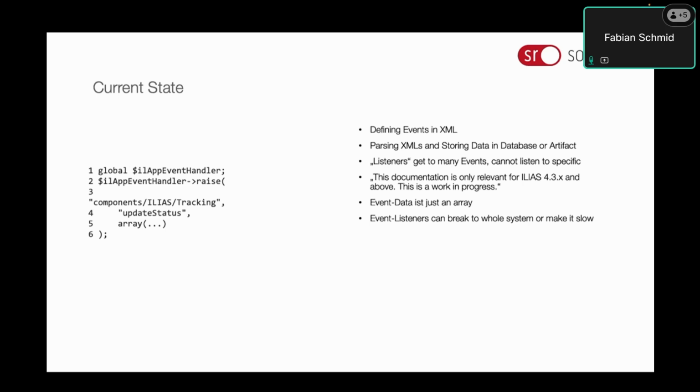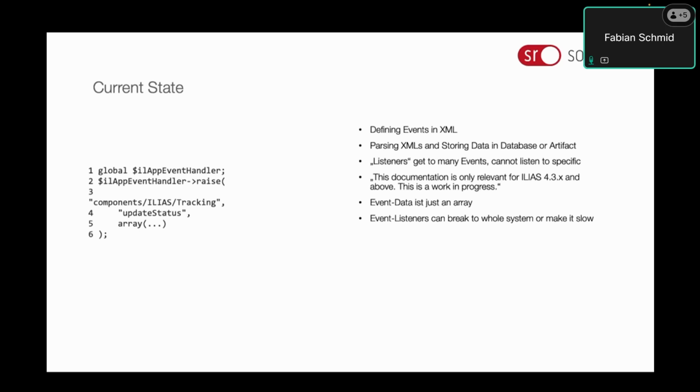One of the main points I want to address is that currently listeners can only register for a whole component. They can define in the modules or services XML that they are interested in events from tracking. They cannot say they are only interested in update status from tracking. So they have to filter any other events they get from tracking because they only want this one. And that's not the way we should do that.